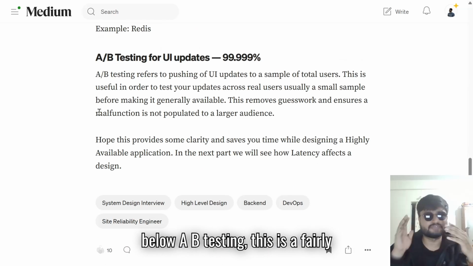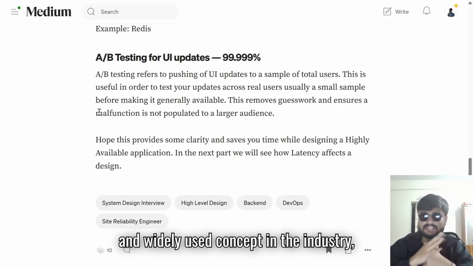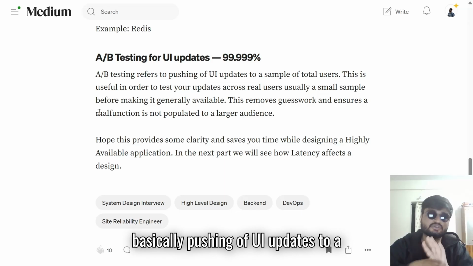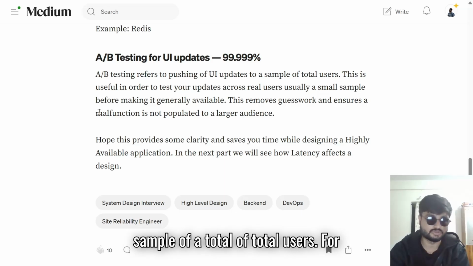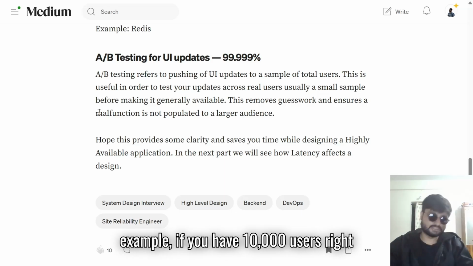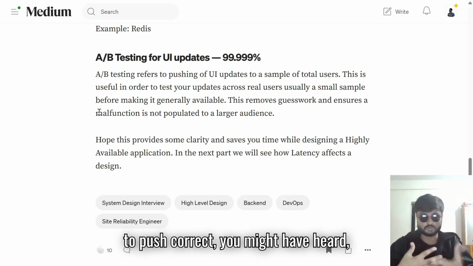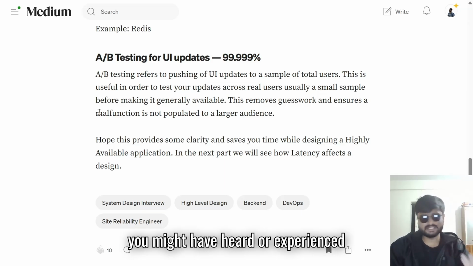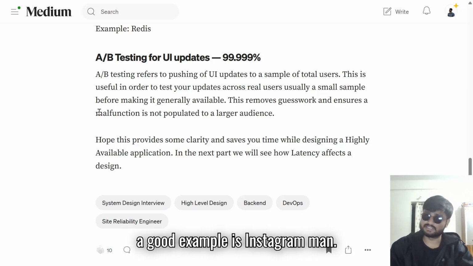This is a fairly and widely used concept in the industry, right? So A/B testing refers to basically pushing of UI updates to a sample of the total users. So for example, if you have 10,000 users, right, and you have a new feature that you want to push, correct? You might have heard or experienced actually a lot of UI bugs. If you ask me, a good example is Instagram.